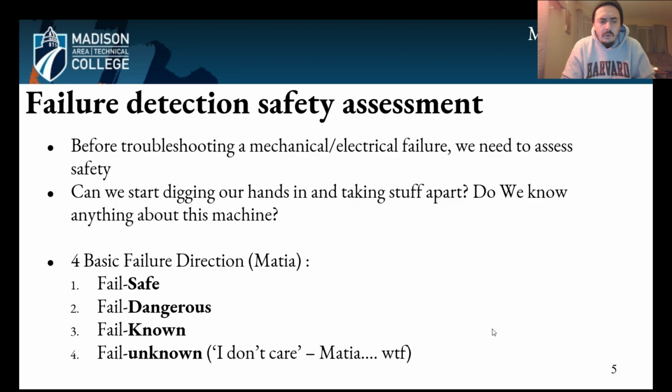So fail known is something that you're informed of, where you know exactly what component failed or how it failed. The fail unknown, and he writes "I don't care," Mattia writes. I'm not totally sure what he means by this, but I'm going to treat this as a failure where you just don't know what happened.